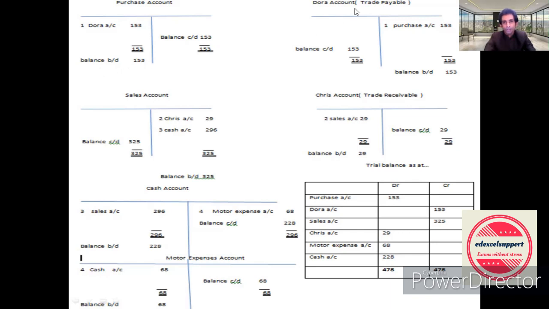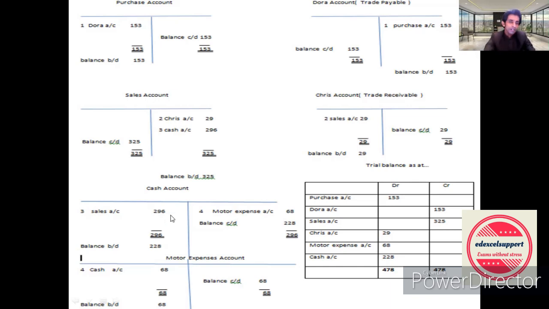Same way, Dora account, highest value in the credit side. So you take the 153 as the highest total value and bring it to this side. Here no balance, so the same amount will be your balance carried down. 153 brought down 153. Sales account, highest side is in your credit side. 296 plus 29, total will be 325. Here also 325. So carried down balance will be 325 and you bring down the same value. Chris account, you have only 29 in your debit side. So 29, 29, carried down balance 29, brought down balance is 29.